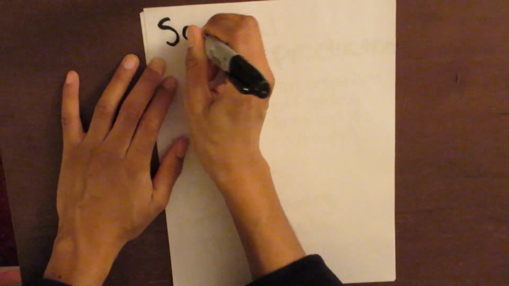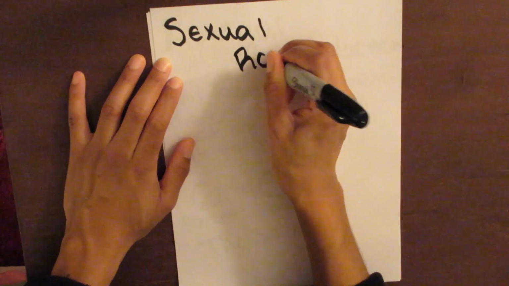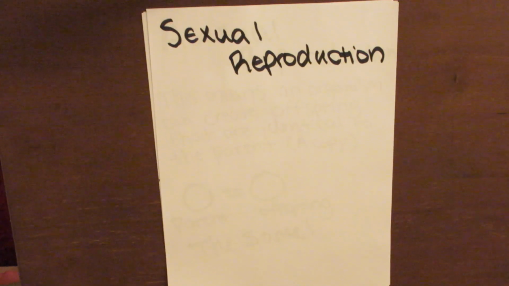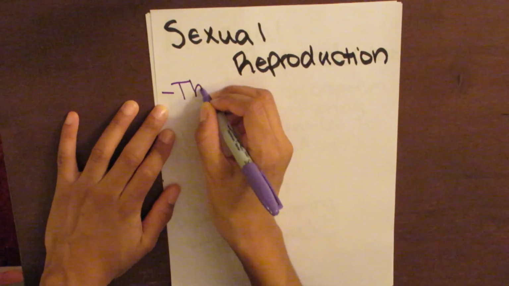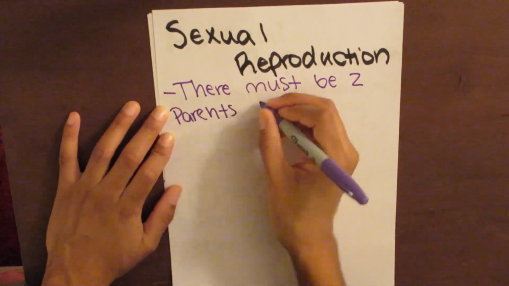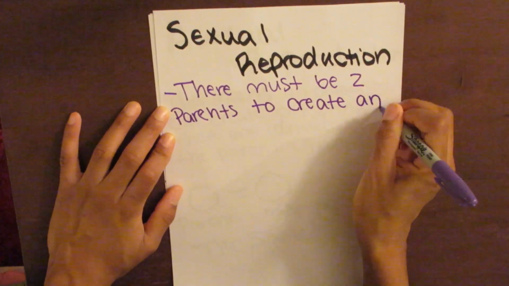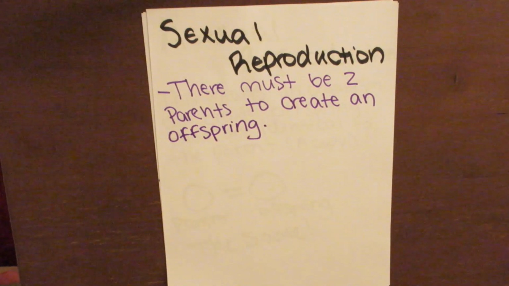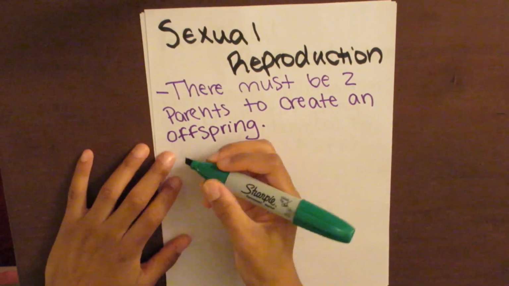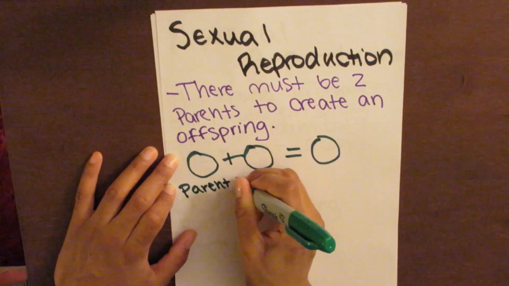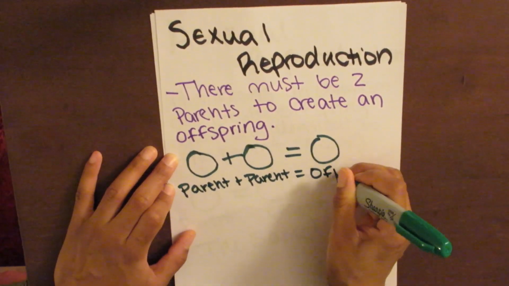Now let's go ahead and take a look at sexual reproduction. So remember, asexual reproduction just means that there's one parent and the offspring is an exact copy. Sexual reproduction is different because there must be two parents to create an offspring. So asexual reproduction is one, sexual reproduction is two. I'm going to draw a similar example, but you're going to be able to see that there are two parents needed to create one offspring. So we have a parent plus a parent equals an offspring.